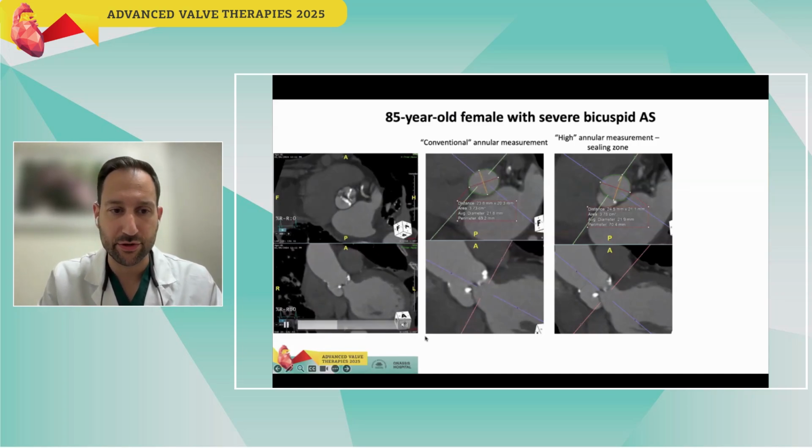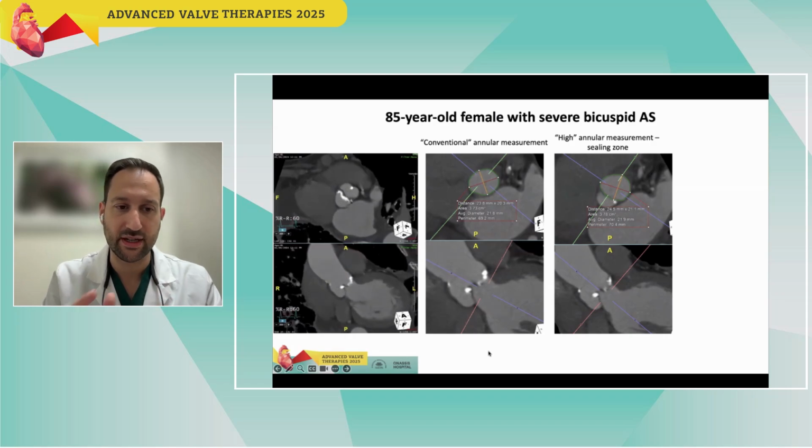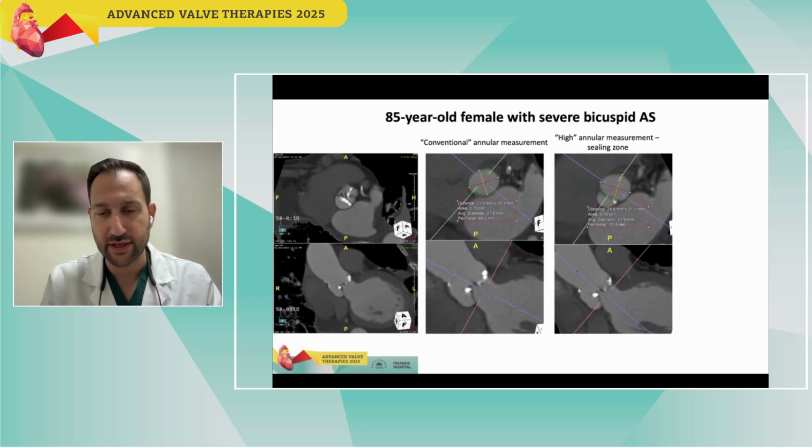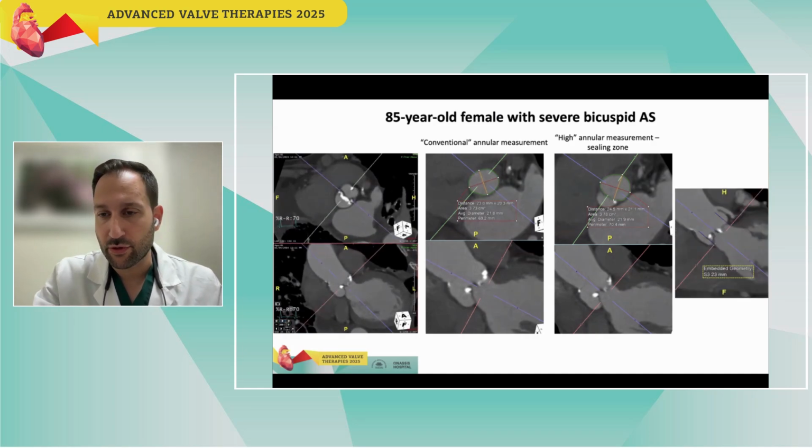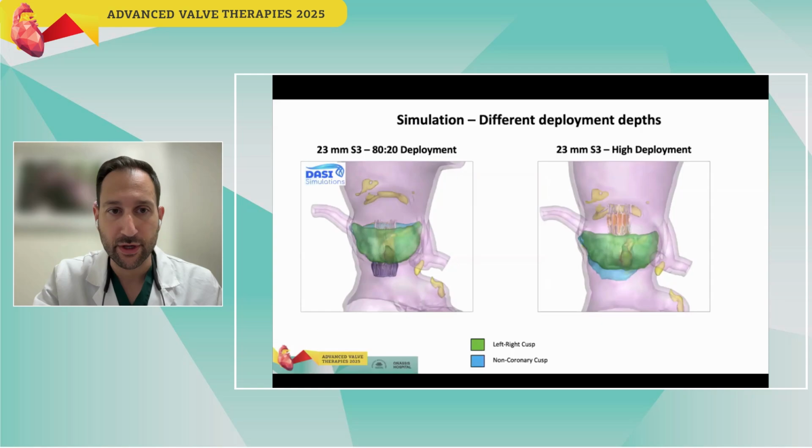The non-coronary sinus in this case is much larger and deeper than the left and the right coronary sinuses, and most of the time in this case we would like to deploy high. So we can use the embedded geometry feature of the CT software. However, again, this is a static feature.